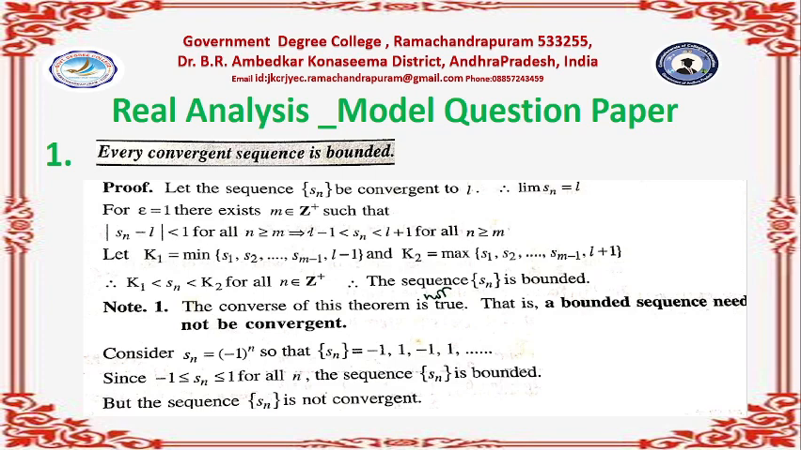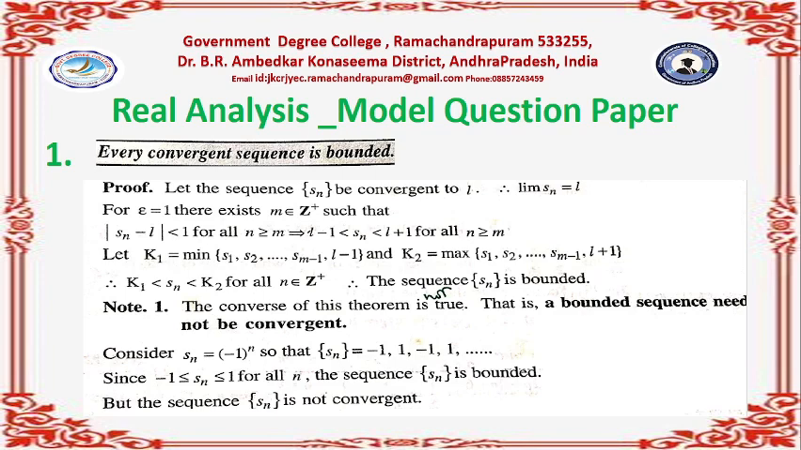Now you take K1 equal to minimum of S1, S2, etc., Sm minus 1, L minus 1, and K2 equal to maximum of S1, S2, etc., Sm minus 1 and L plus 1. If we choose K1 and K2 in this fashion, we can see that all the members of the sequence Sn lie between K1 and K2 for all n belongs to Z plus. Therefore, the sequence Sn is bounded.